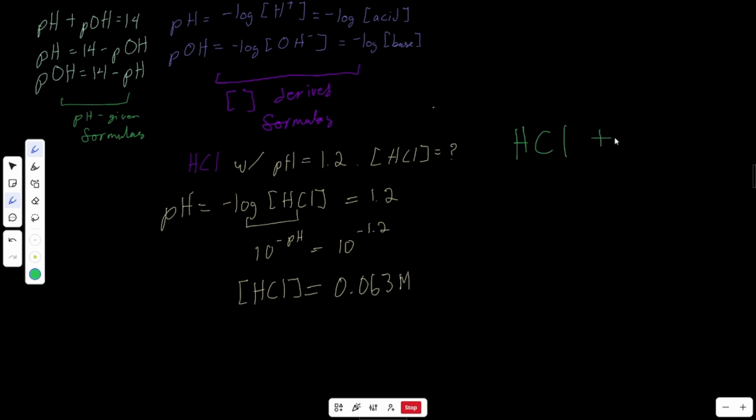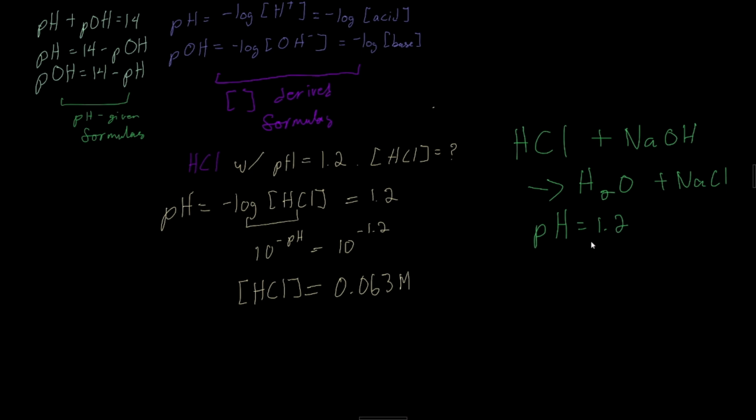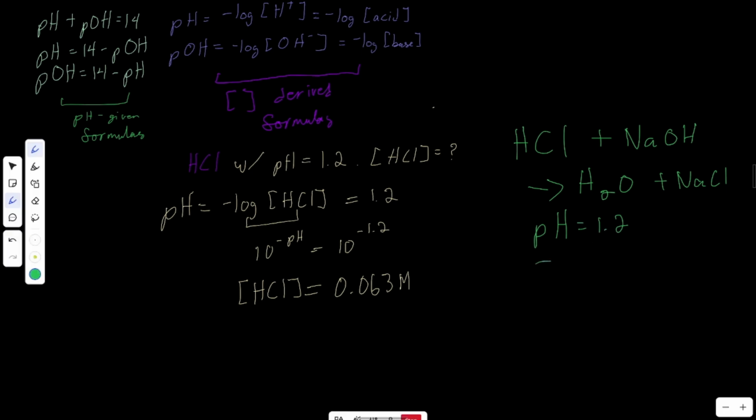HCl plus NaOH. This forms H2O and NaCl, or sodium chloride. So here we know that the pH of the resulting solution is 1.2, right? The pH of the resulting solution is 1.2. So we need to solve for the concentration of NaOH.